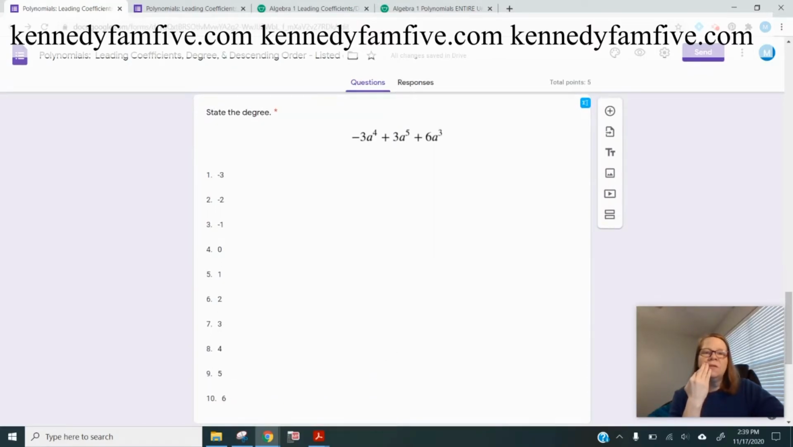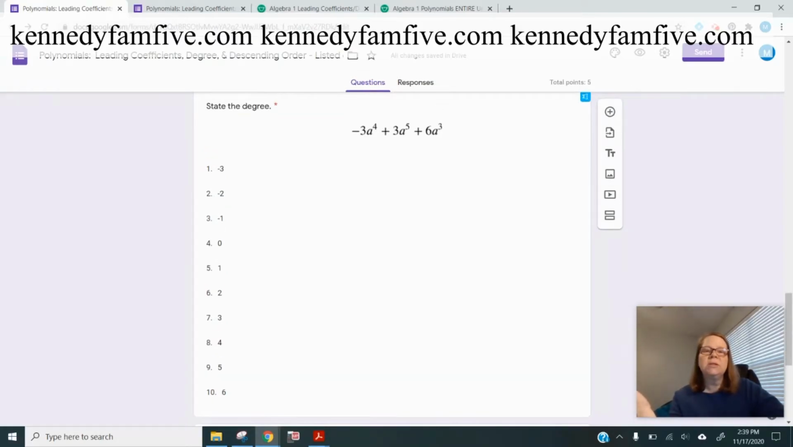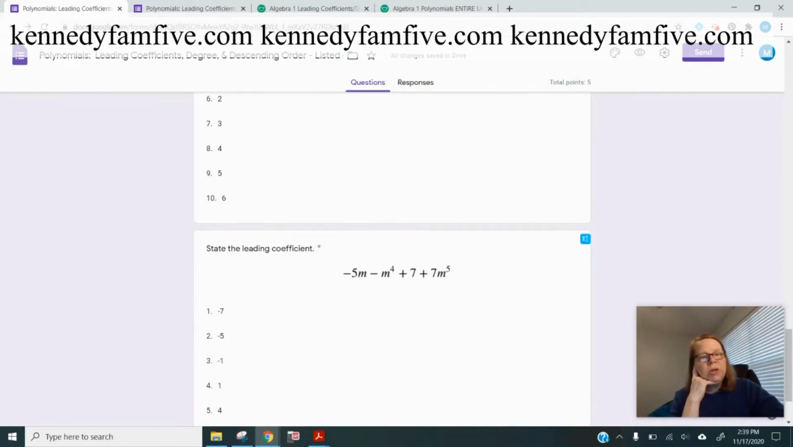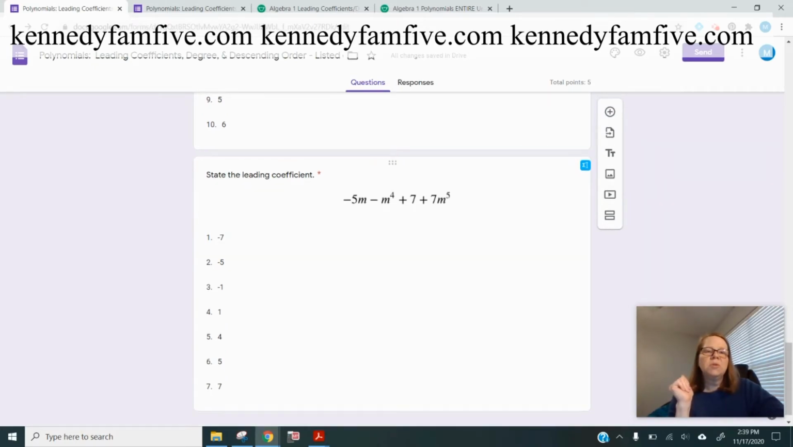And then for this one, state the degree, and you see all the choices, and I'll show you what that looks like from the kids' point of view when they actually see it. So here it's not in descending order, and so they have to state the degree. So they'll have to know, oh, I need to put it in descending order so that I know what the degree is, or they'll have to at least get that first term. And then just leading coefficient.